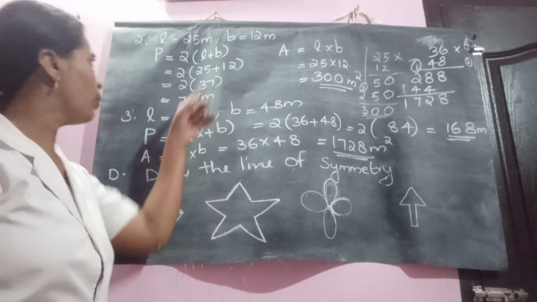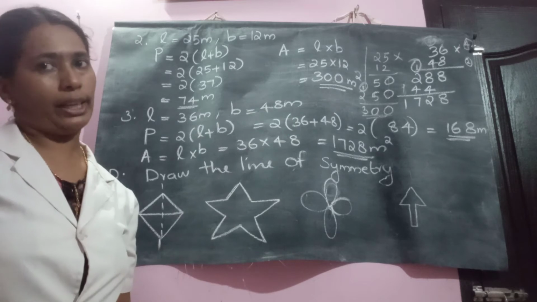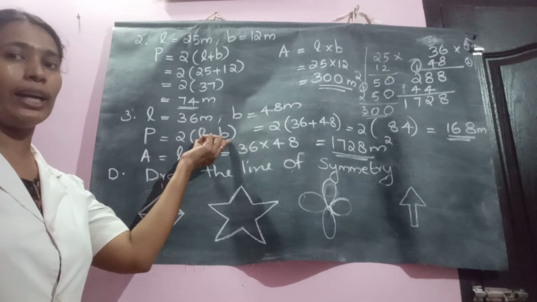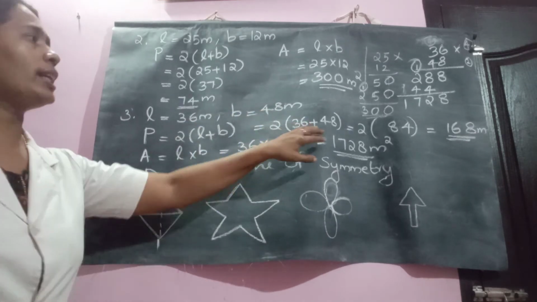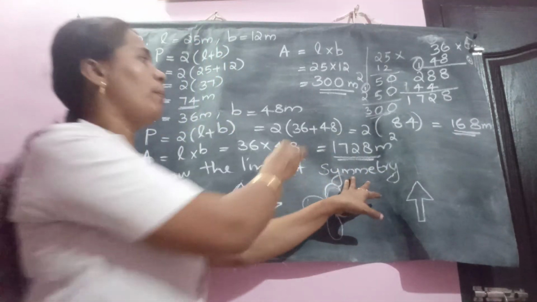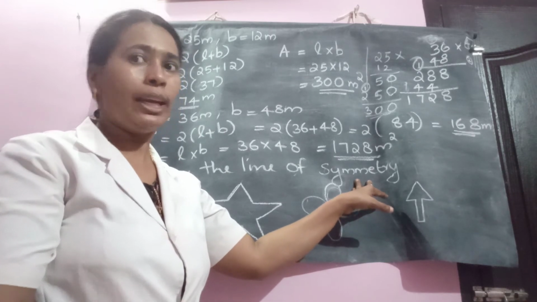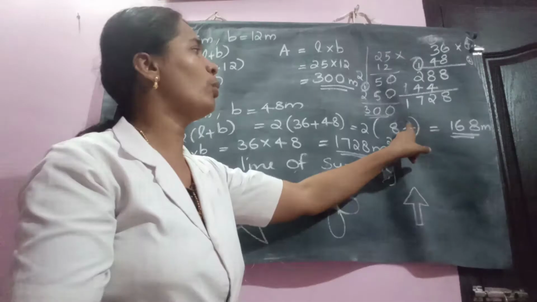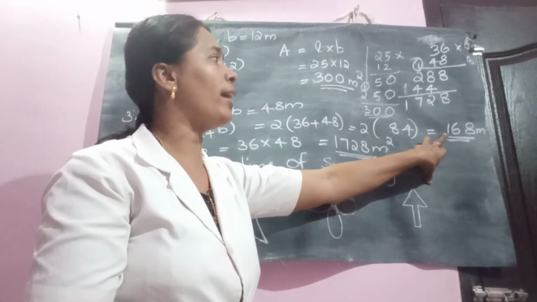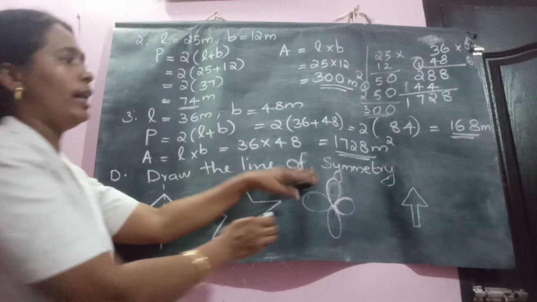Finished. Let us move to one more question of the type. Length equal to 36, breadth equal to 48. So perimeter equal to 2 into, inside the bracket, the sum of these two, 36 plus 48. The sum of the two numbers is 84. Then 84 into 2, how much? 2 is lying outside now. So 84 into 2 is 168 meter. Then area equal to length into breadth.